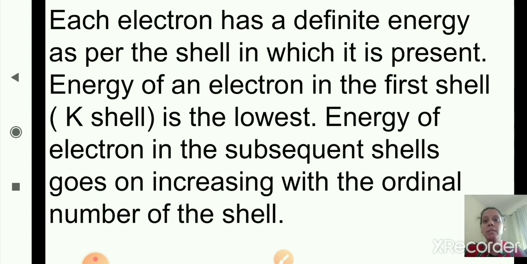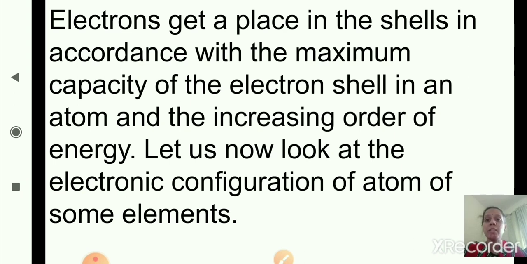Now the next point: electrons get a place in the shells in accordance with the maximum capacity of the electron shell in an atom and the increasing order of energy level. Let us now look at the electronic configuration of the atoms of some elements. Only then will the first point I just told you become clear. So now we'll start with the electronic configuration.